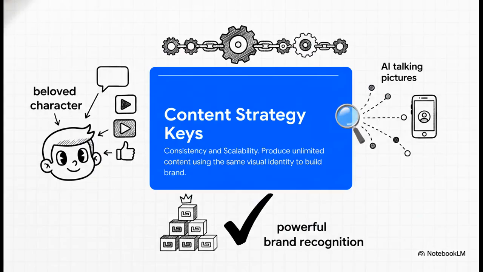For any business or creator, it all boils down to two magic words: consistency and scalability. Once you create a character that your audience loves and connects with, you can use that same character to produce an endless stream of content. You get powerful brand recognition without having to be perfectly camera ready for every single video.